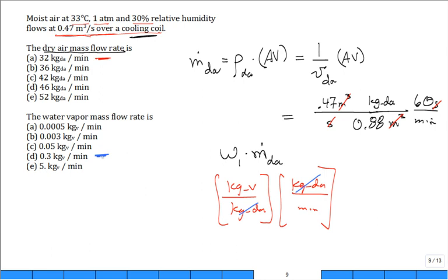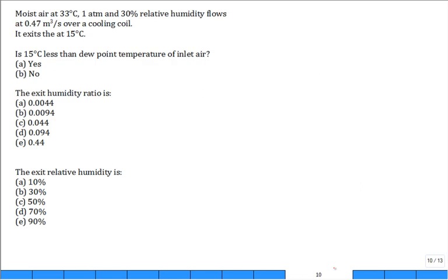What was your omega for this problem? 0.0095. Okay. And then you multiply that. We already showed the units. Times the 32. Looks good, right? Okay, very good. All right. Oh, hey, same dry bulb, same total pressure, same humidity, same volumetric flow rate. It exits the coil at 15 degrees C.